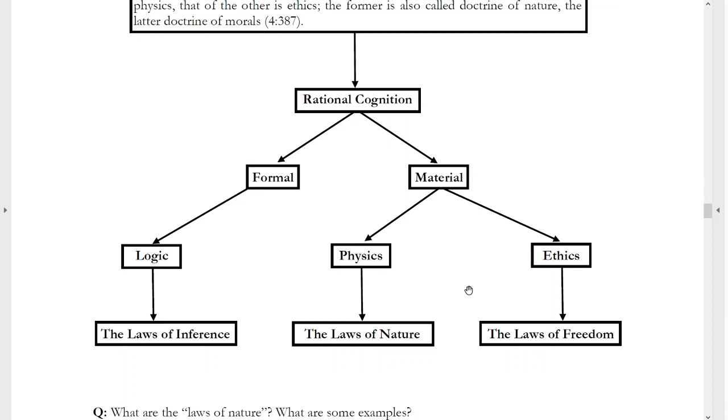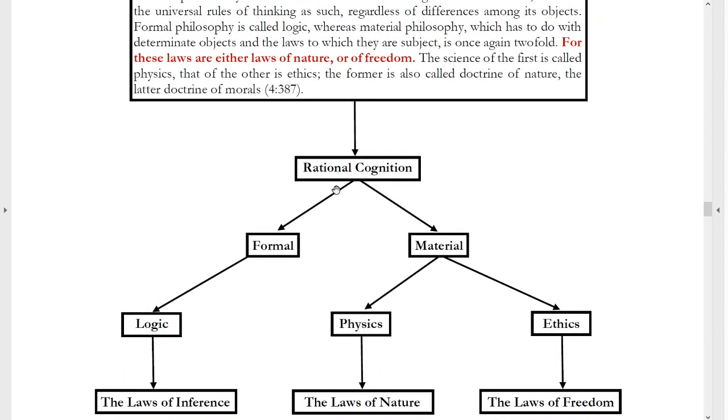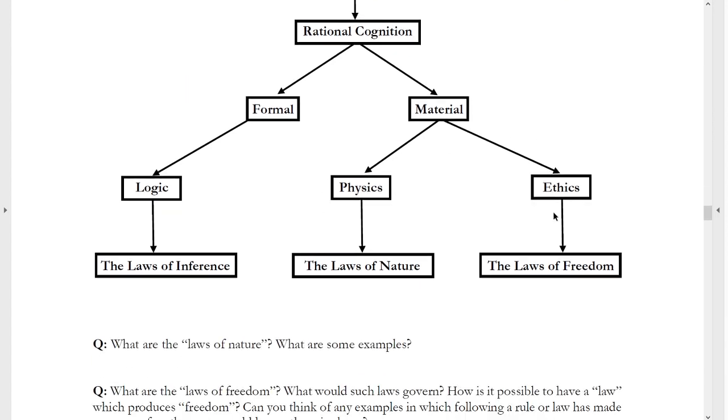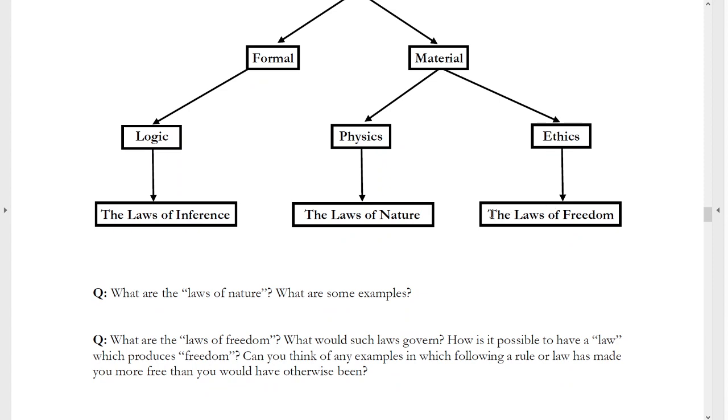But what about on the ethical side? What sort of laws does ethics discover? Well, Kant tells us, and this is a very sort of odd phrase when you first think about it. He says on the material side, these laws are either laws of nature, which we just discussed, or these are laws of freedom. Ethics is the science which discovers laws of freedom. And this should be a very sort of odd concept at first.